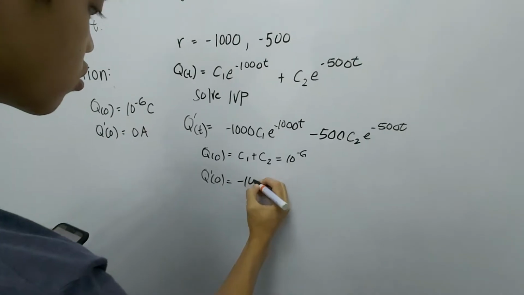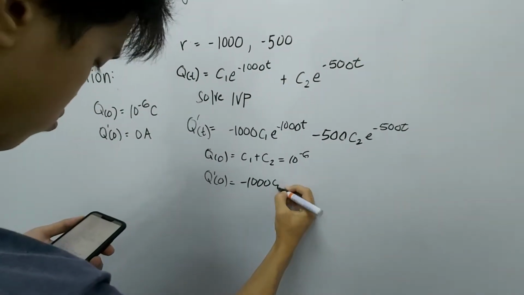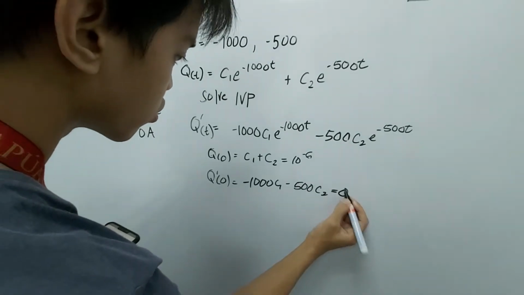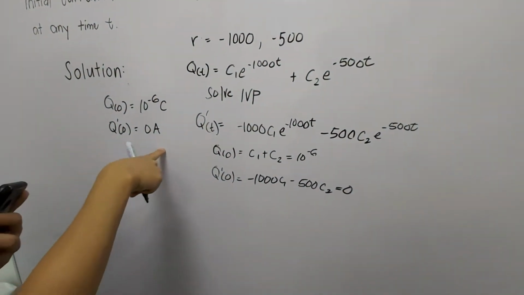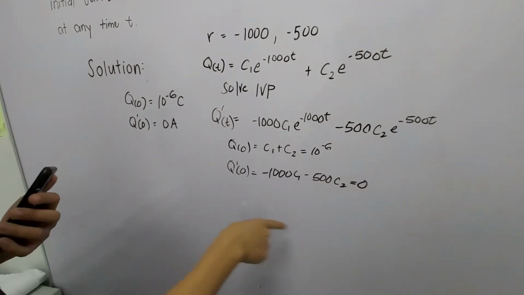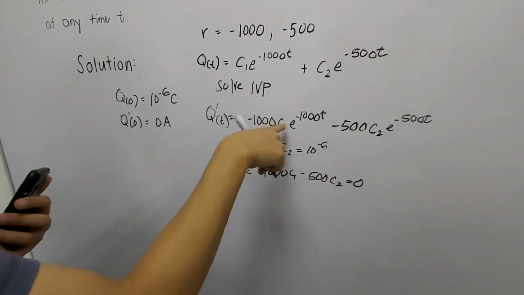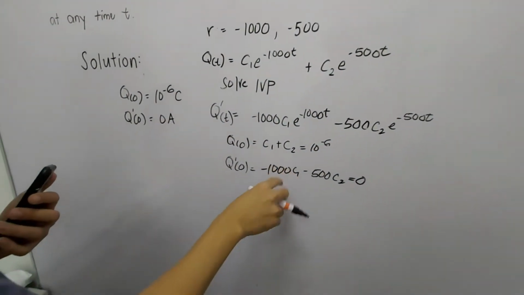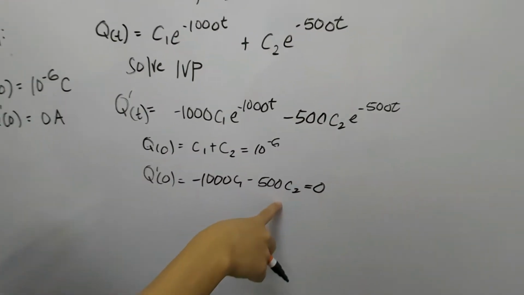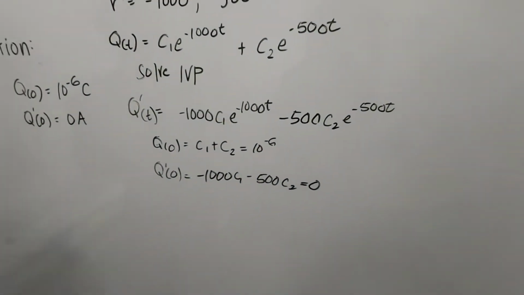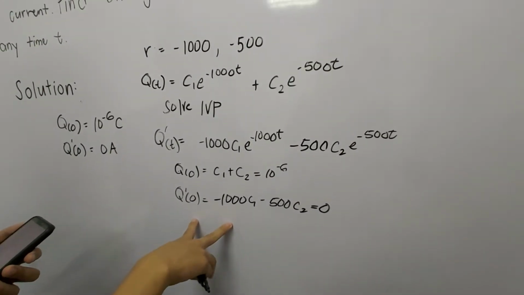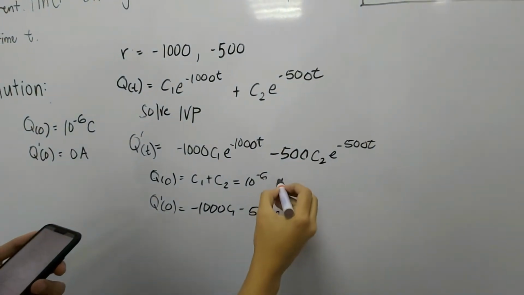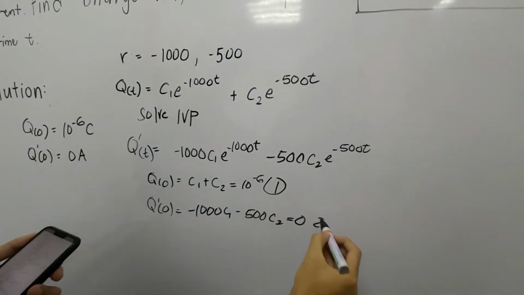And for Q prime of 0 is equal to negative 1000 C1 minus 500 C2 equals 0. It's equal to 0 because the given for Q prime is 0 amps, and substituting 0 for t will cancel the exponential, leaving us with negative 1000 C1 minus 500 C2. And now we can equate this, and this is the second equation.